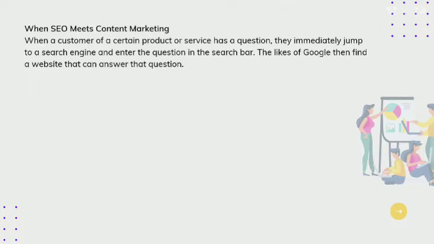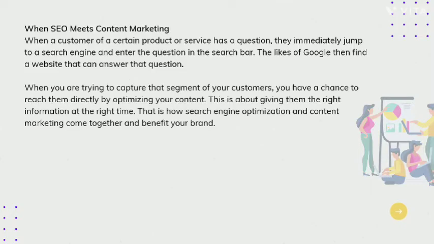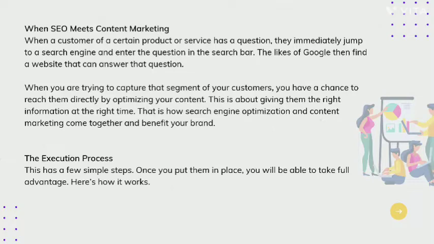When you are trying to capture that segment of your customers, you have a chance to reach them directly by optimizing your content. This is about giving them the right information at the right time. That is how search engine optimization and content marketing come together and benefit your brand. The execution process. This has a few simple steps. Once you put them in place, you will be able to take full advantage.